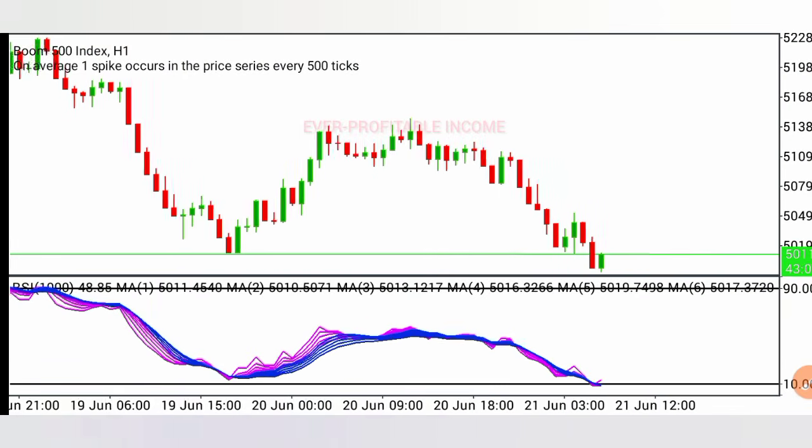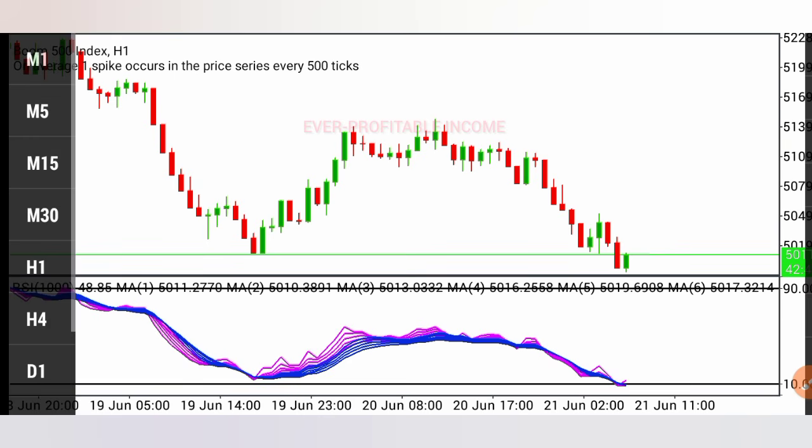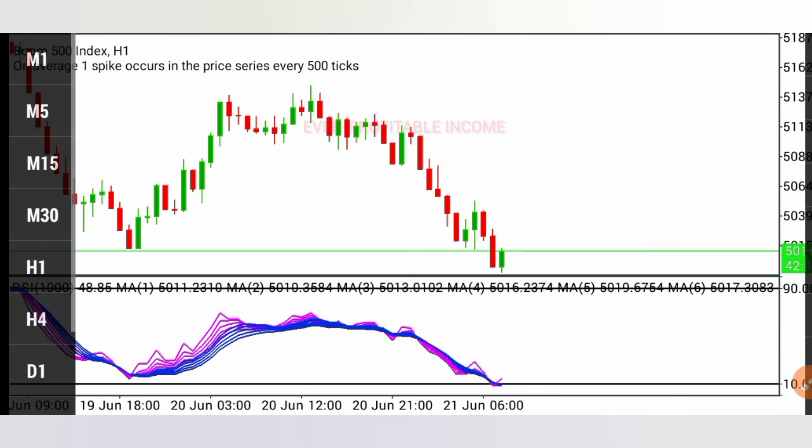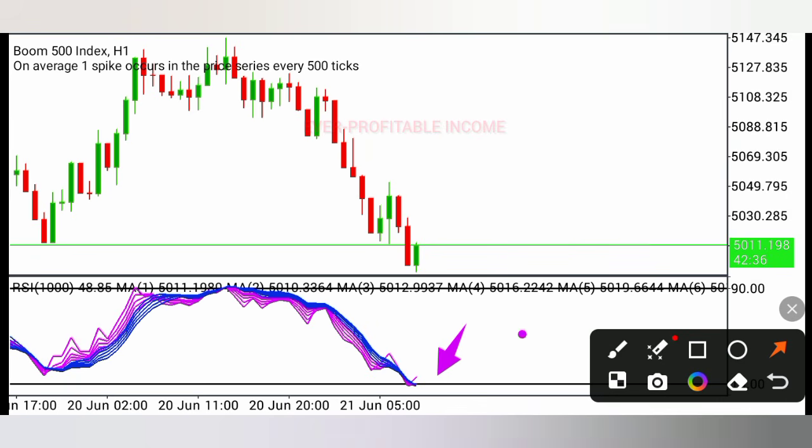We're back on our chart now. Looking at the chart right here, this is the H1. But this indicator will be used to catch spikes on M1, the 1 minute time frame. Now look at the H1. You can see that when the moving average touches level 10, can you see that this is level 10 and this is level 90 of the RSI? So when the moving average touches level 10, can you see that a spike occurred? So let's check out how it looks on the 1 minute time frame.